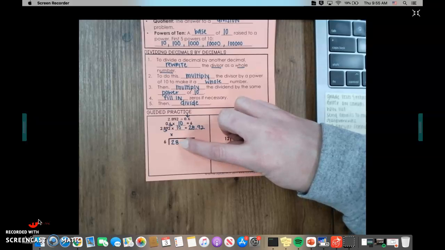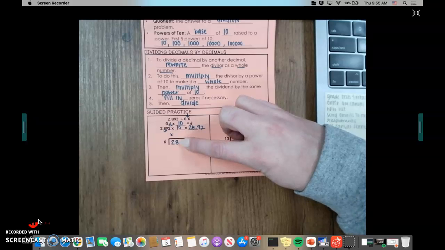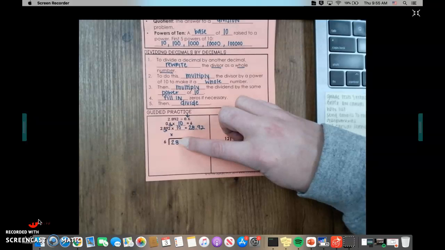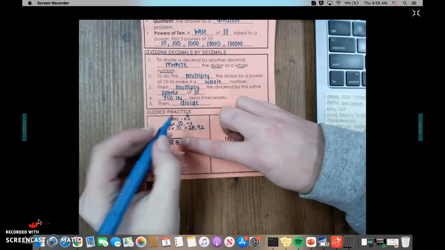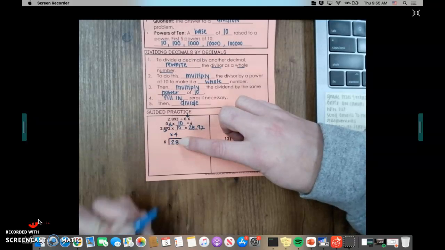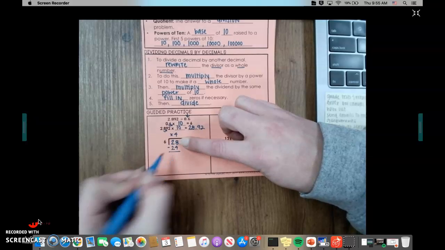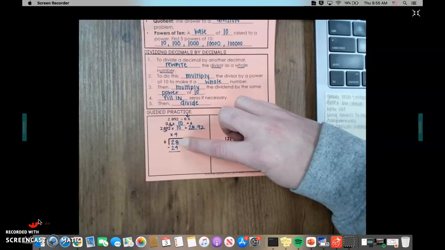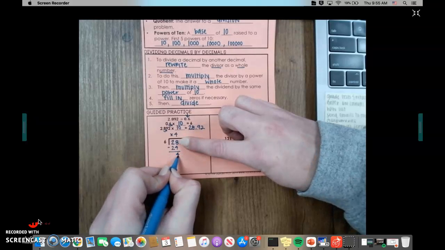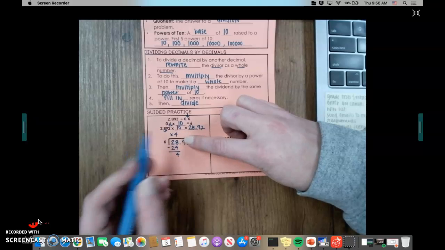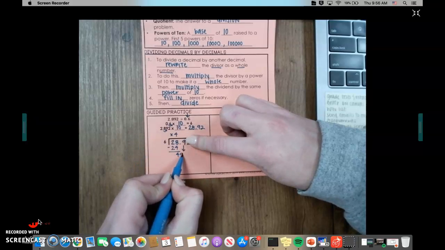Does 6 go into 28? How many times? 4. 4 times 6 is 24. I need to subtract those two numbers. 28 minus 24 is 4. I check, is 4 less than 6? Perfect. That means I can bring my number down.